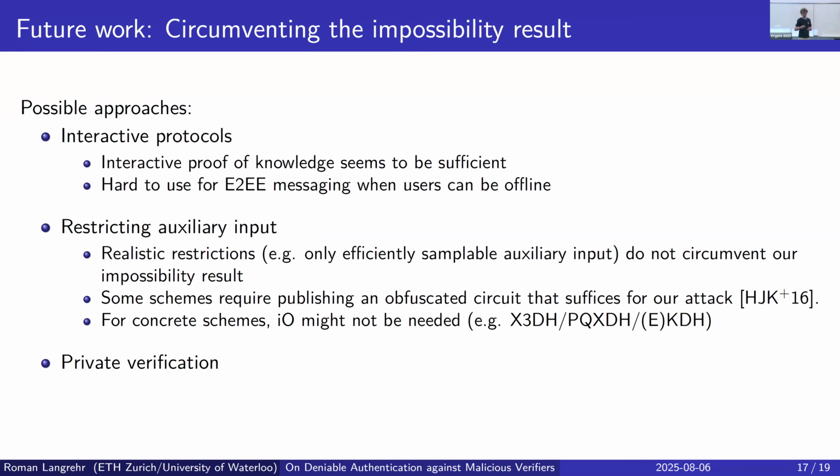And finally, and I think the most interesting direction is to consider private verification, where a DVS cannot be verified with the public key, but just with the secret key of Bob. In this setting, our impossibility result doesn't work, but we also haven't found a way to construct a scheme in this private verification setting. So yeah, it would be very interesting to resolve this and see if it's possible or not.